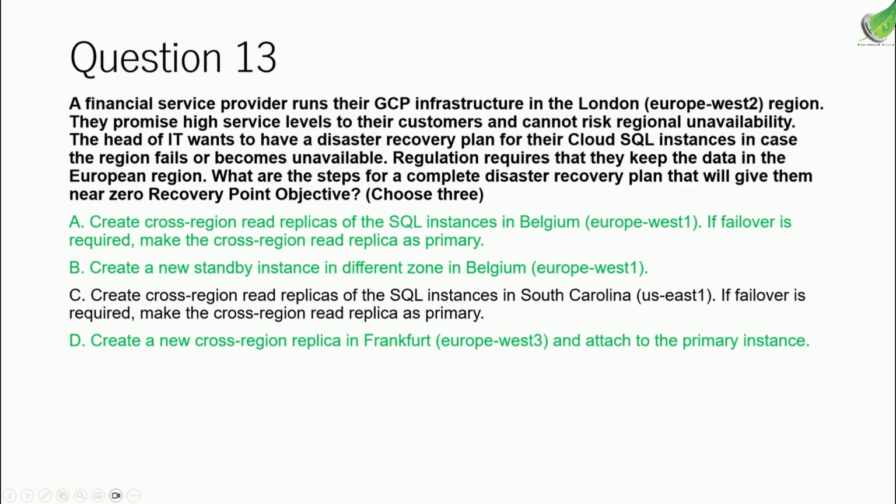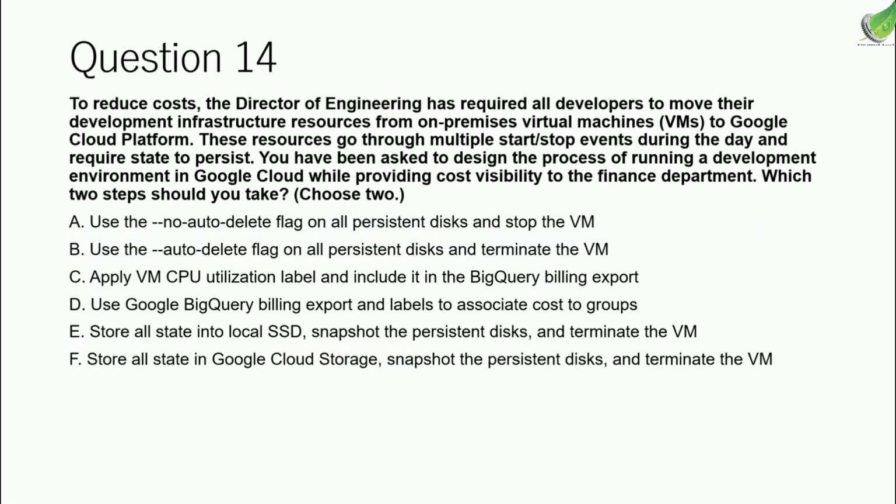Finally, option D. This is also a correct step because it provides an additional layer of redundancy to the DR plan. For a financial service that cannot risk regional unavailability, having multiple DR locations, in this case both Belgium and Frankfurt, offers the highest possible level of resilience. If a catastrophic event were to impact both the primary London region and the first DR site in Belgium simultaneously, the company would still have the option to fail over to the second DR site in Frankfurt. So, when we put it all together, the 3 steps that form a complete and robust disaster recovery plan are A, B, and D.